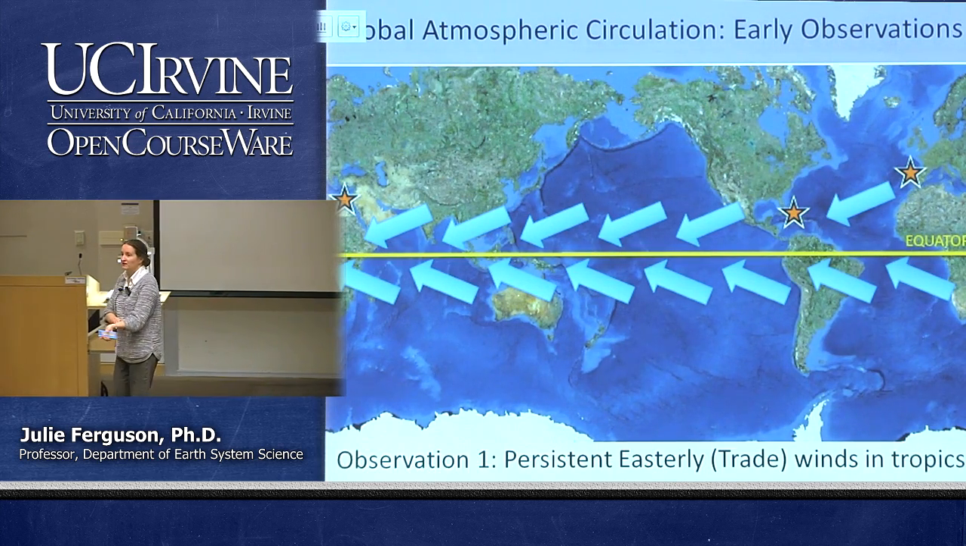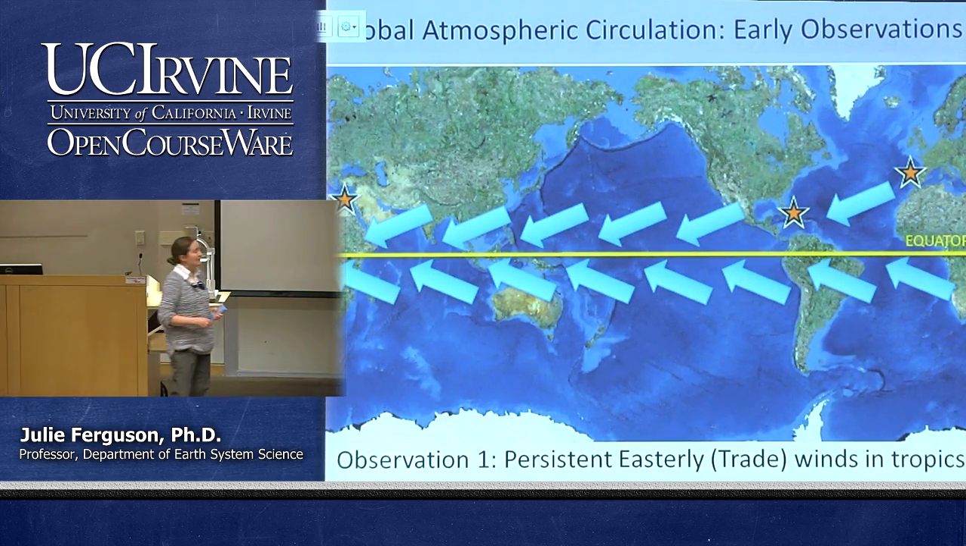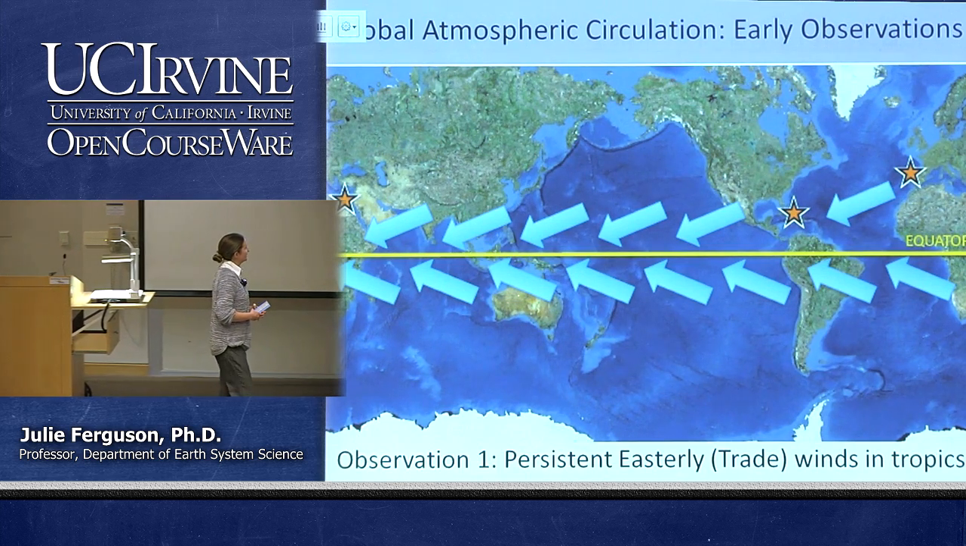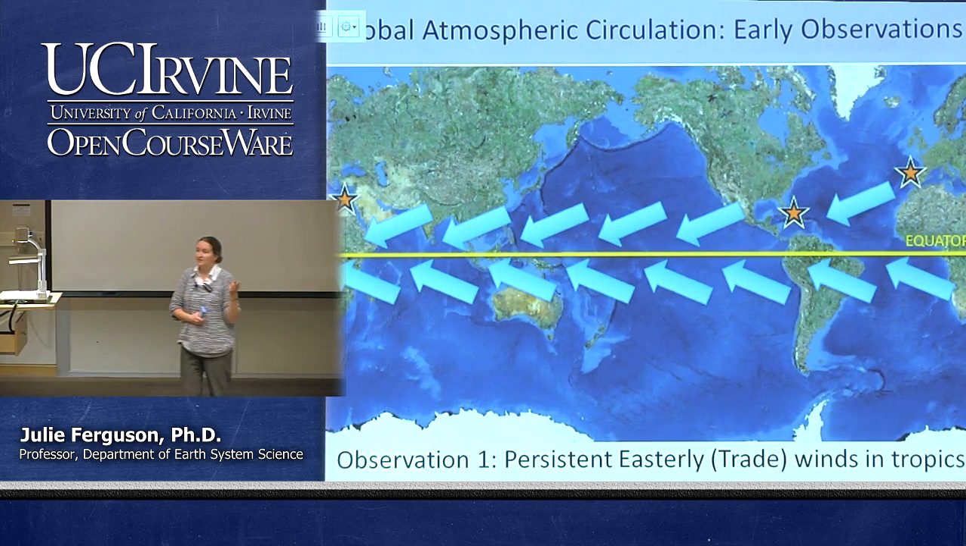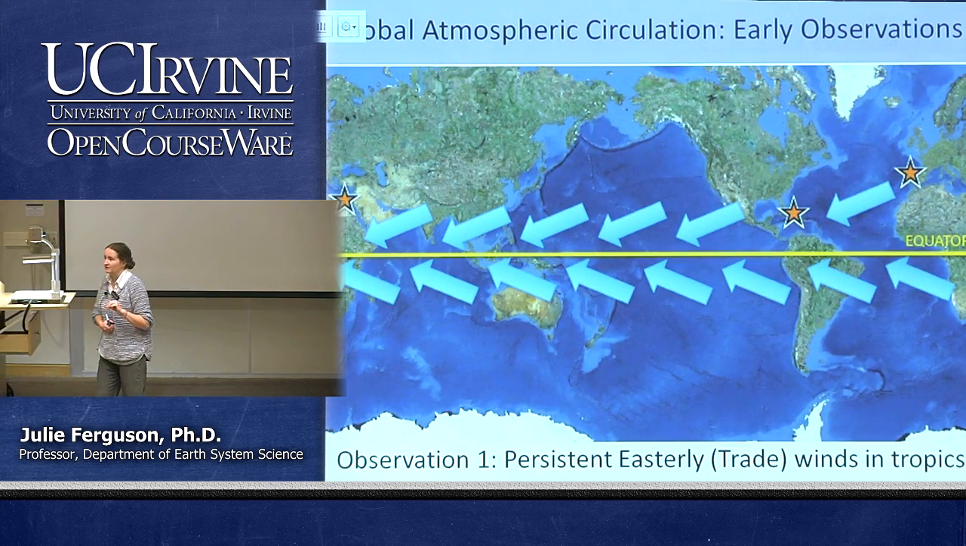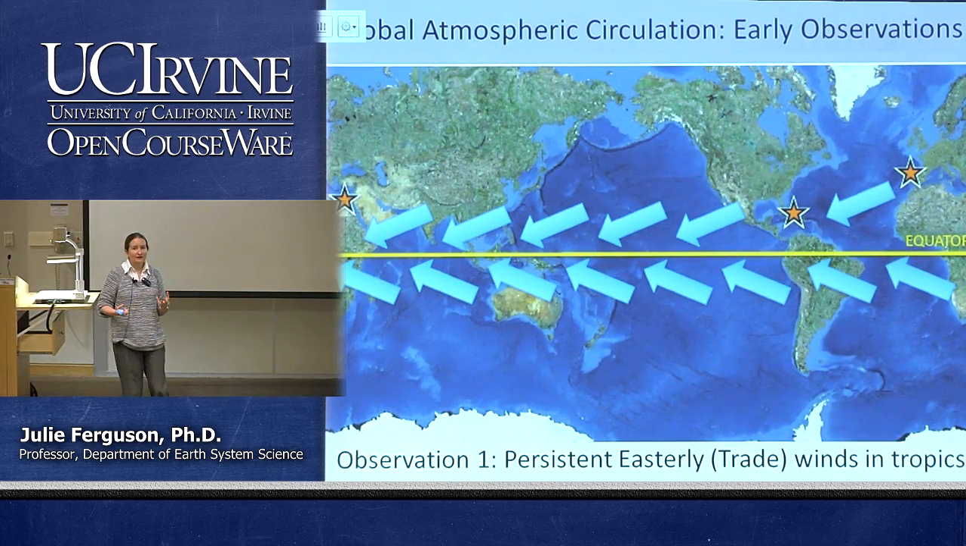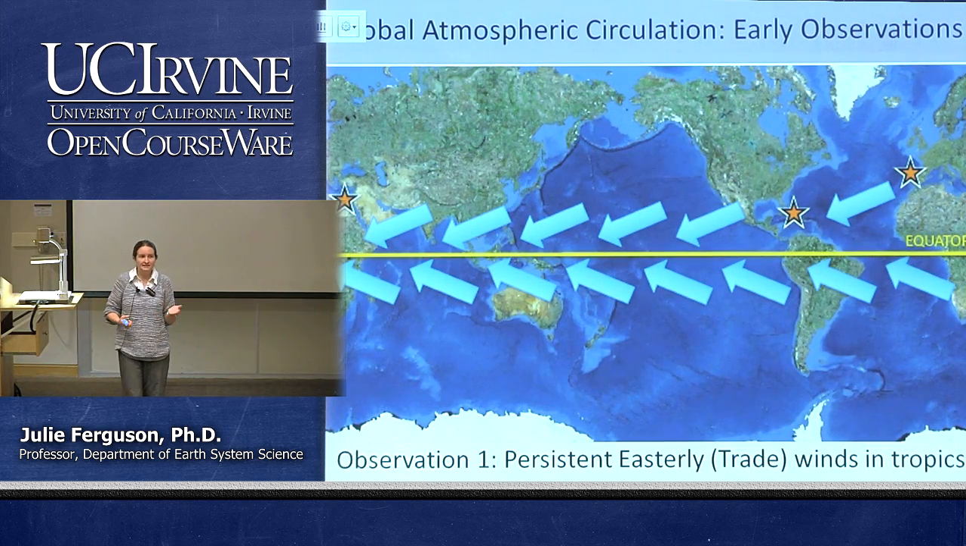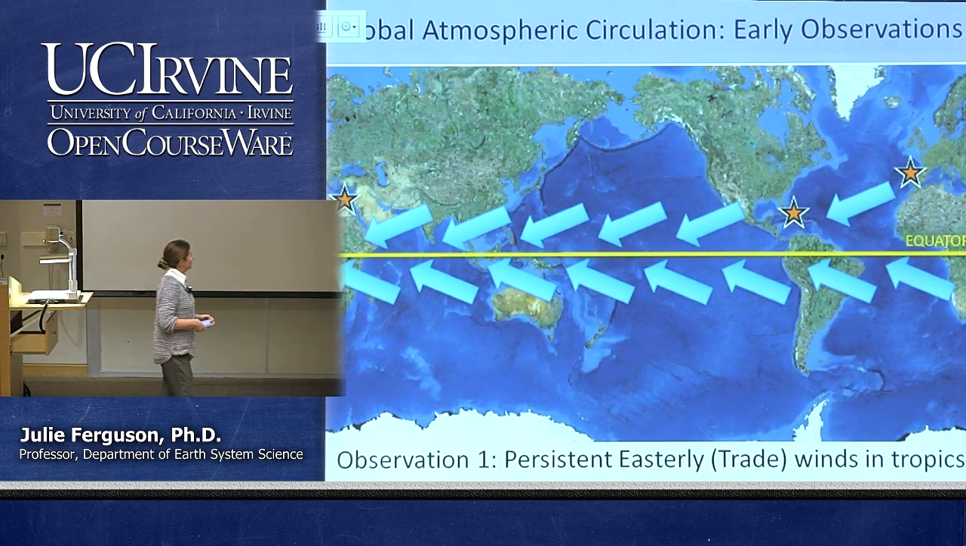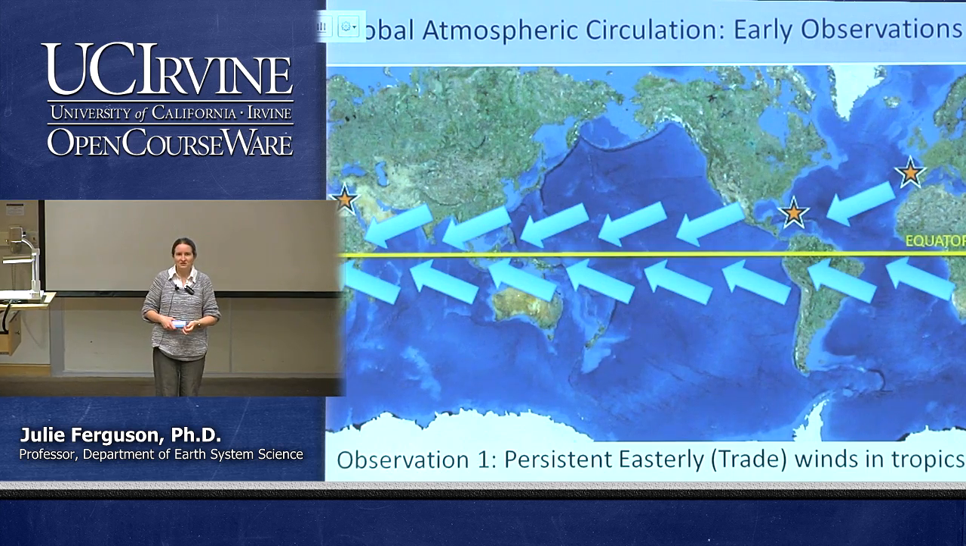So when scientists were first trying to think about this idea back in the 1700s, we had three particular observations about the Earth that we had to explain. And they're the same as today, really. First of all, people had found that there were very consistent easterly winds, and an easterly wind is one that goes from the east to the west.